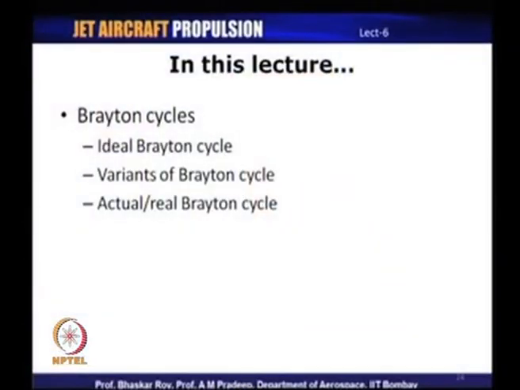So, let me summarize what we had discussed in today's lecture. We were discussing Brayton cycles, and we started our discussion with the ideal simple Brayton cycle, which did not have any modifications. It just consisted of 4 processes: a compression process which was isentropic, a constant pressure heat addition process, an isentropic expansion process, and a constant pressure heat rejection process. So, these were the 4 different processes which constitute an ideal Brayton cycle.